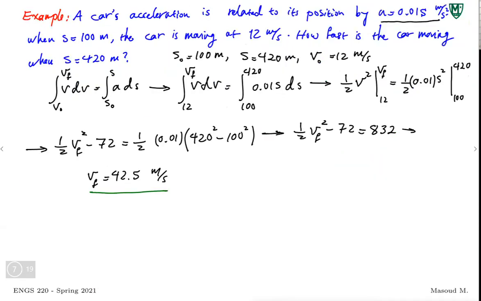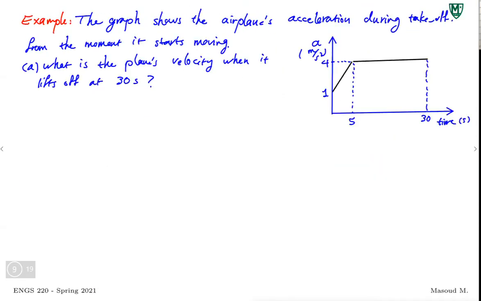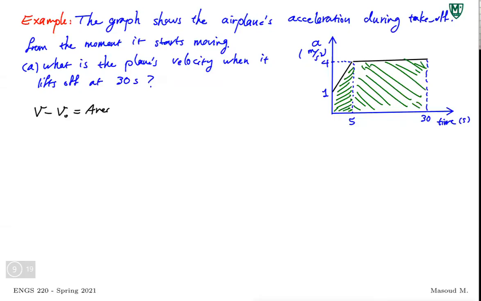So I'll do the same thing here. How do I do it here? I have two areas. There's this one from 0 to 5. Then I have this one from 5 to 30 seconds. So what does that give me? It gives me V minus V naught. We said it from there. V minus V naught is equal to the area under the curve.